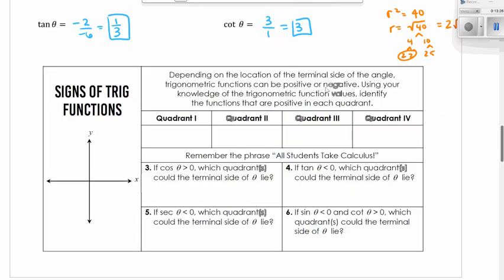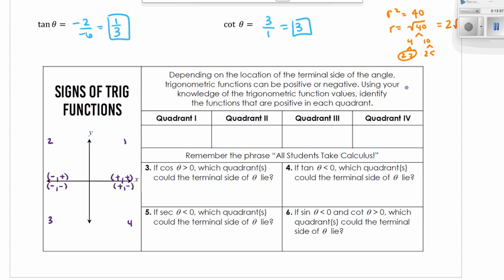Depending on the location of the terminal side of the angle, trigonometric functions can be positive or negative. Using your knowledge of trig function values, identify the functions that are positive in each quadrant. So remember, this is quadrant 1, 2, 3, and 4, and it depends on the sign. In the first quadrant, x is positive and y is positive. In the second quadrant, x is negative and y is positive. The third quadrant, we have negative, negative, and in the fourth quadrant, positive, negative.